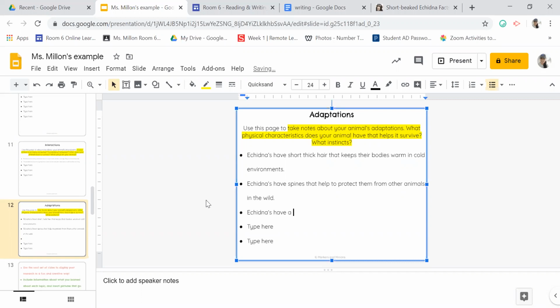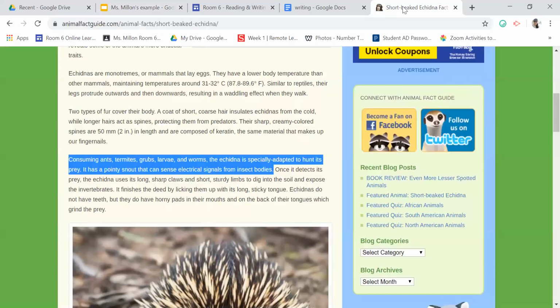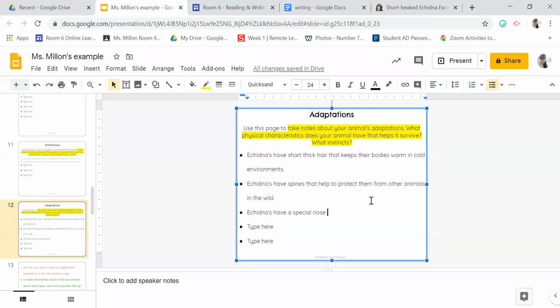Echidnas have a special, and I'm going to use a different word besides snout. I'm going to use nose. So I want to switch this around a little bit, put it in my own words. So they have a special nose, and what does that nose do? It can sense, and I'm trying to think of electrical signals. That one, sometimes you might notice I might have to just include that in there. So it can maybe notice, I'll say it can notice electrical signals, or maybe I'll just put that in there, electrical signals from their prey.